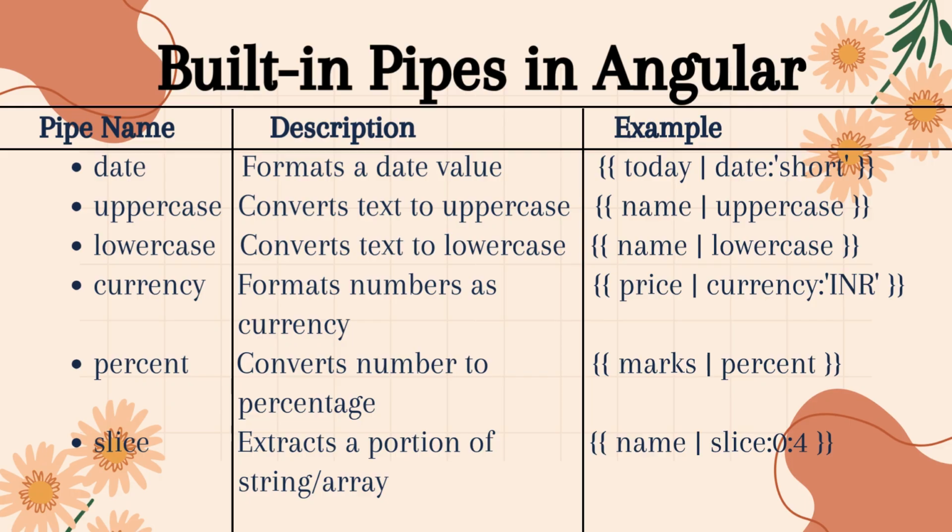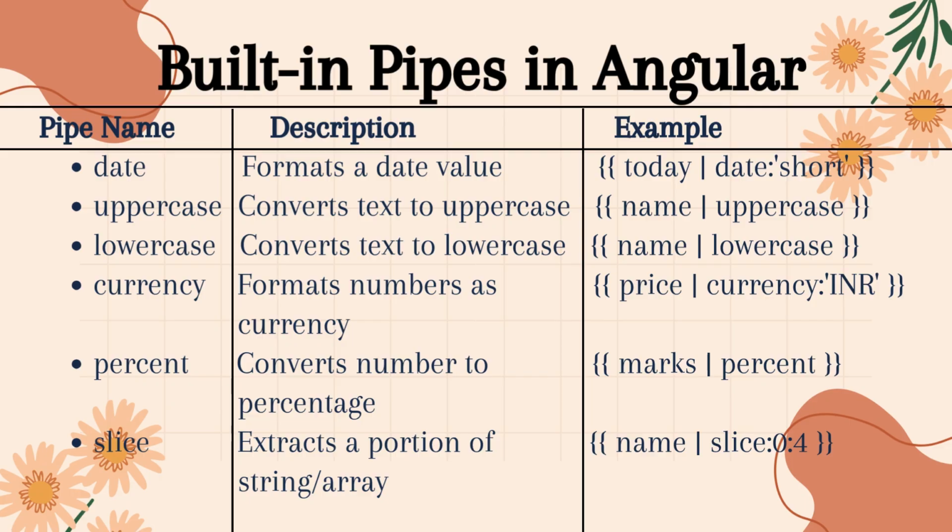Number 2, uppercase pipe. It converts any text into uppercase letters. For example, name pipe uppercase. If name is Stack Over Chai, it becomes uppercase Stack Over Chai. Number 3, lowercase pipe. This does the opposite, name pipe lowercase. If name is Angular, it becomes angular.